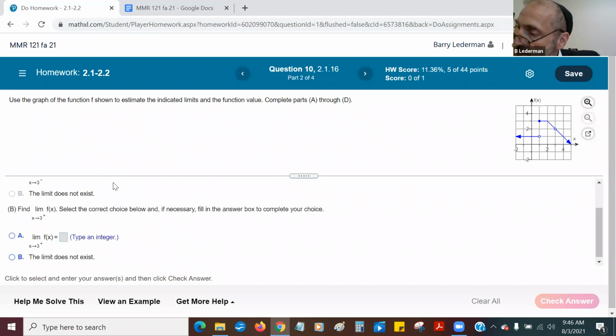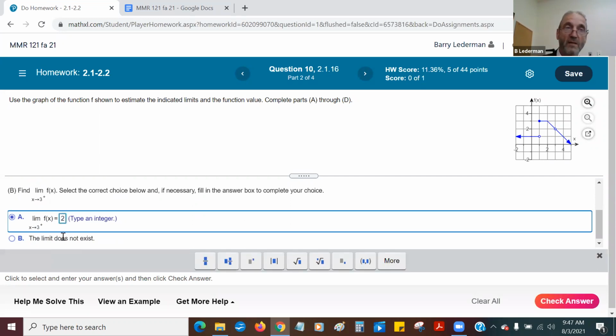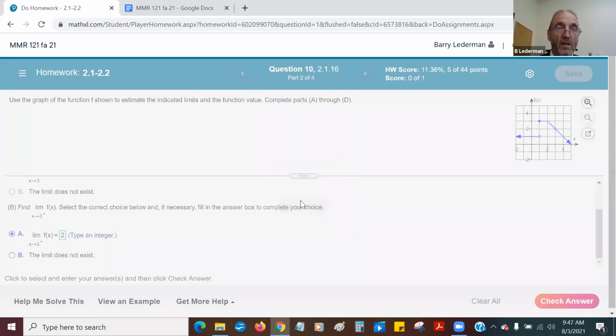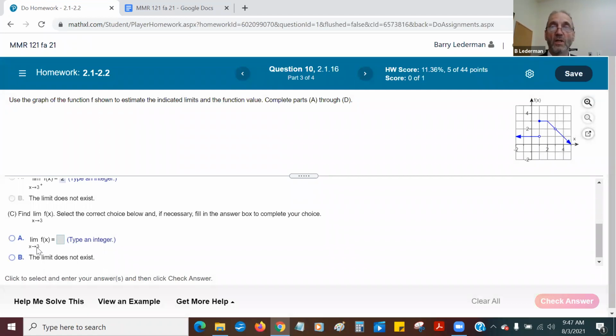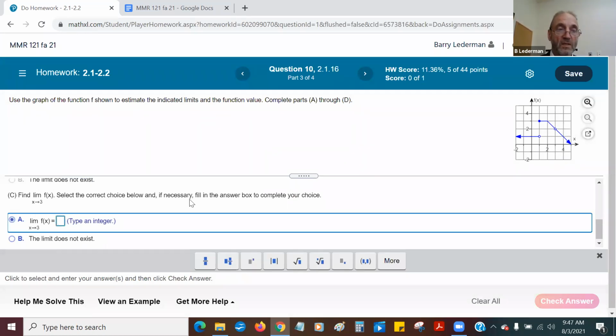And as I'm approaching from the positive direction, as the x values get closer to 3 from the positive direction, the y values also get closer to 2. So I'm going to type in a 2 again. And now, what is the overall limit? Well, since the answer is the same coming in from both directions, the overall limit is 2.